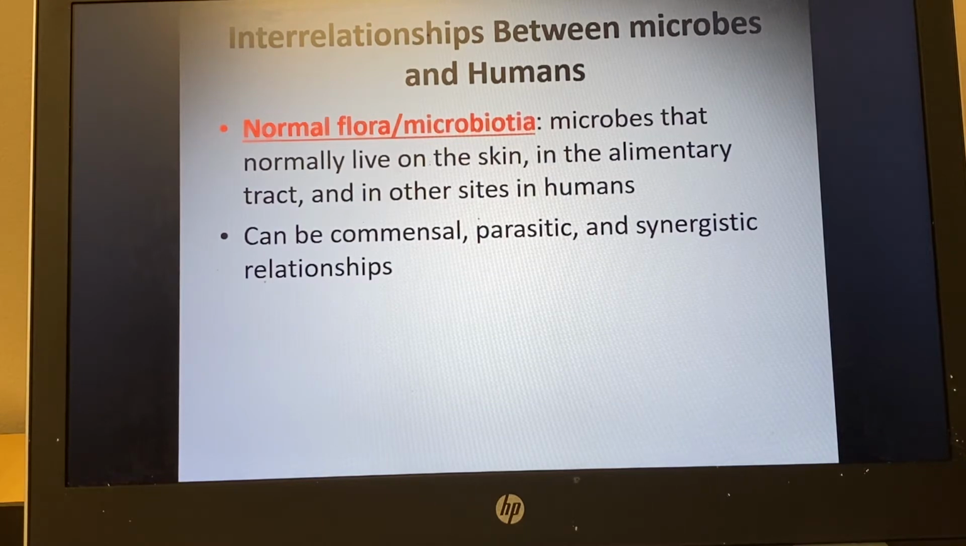Between you and them, you can see all different kinds of relationships. They can be parasites, and obviously you want to get rid of those. They can be mutualistic. They can be commensals. But normal flora means that they're in and on you, kind of permanently. They're there all the time. And remember, that's a good thing, because you wouldn't be as healthy if you didn't have that.